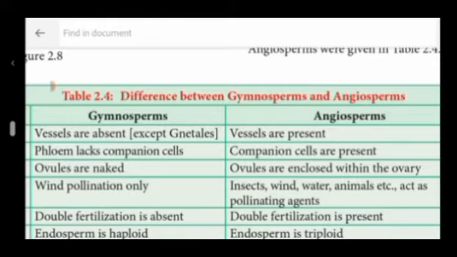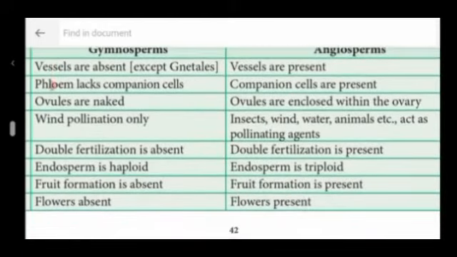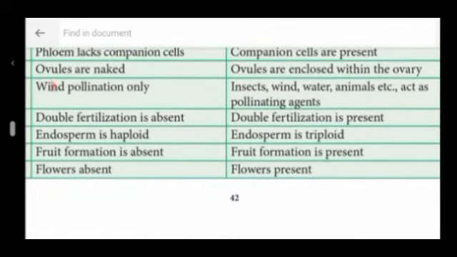The ovules are naked in gymnosperms, seen outside. In angiosperms, the ovules are enclosed within the ovary. They are closed seeded plants. In gymnosperms, wind is the pollinating agent, but in angiosperms there are different pollinating agents: wind, water, insects, animals. Double fertilization is absent in gymnosperms, but double fertilization is present in angiosperms.